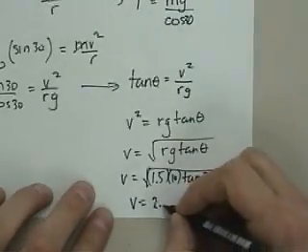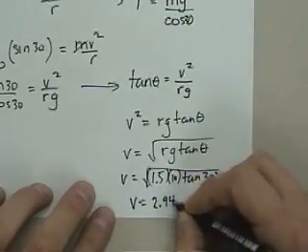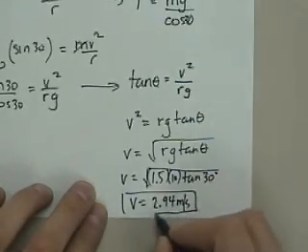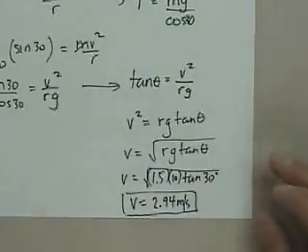And they serve the anvil at a whopping 2.94 meters per second. With a serve like that, no wonder they're not going to beat us. So, there you go. Hanging at an angle, circular motion.